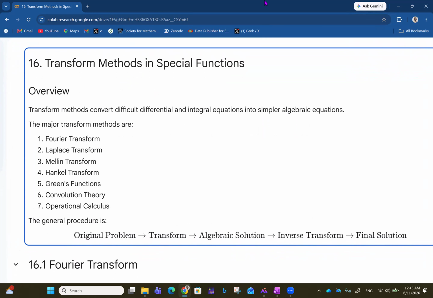I remember doing the Fourier transform playlist and all of that. So there was Laplace too. The major transform methods are Fourier transform, Laplace transform, Mellin transform, Hankel transform, Green's functions, convolution theory, operational calculus, and so on. So the general procedure is you have an original problem, you apply the transform to convert the problem into an algebraic solution, and then you have the inverse transform to take it back to the final solution, which can be interpreted in the context of the original problem.